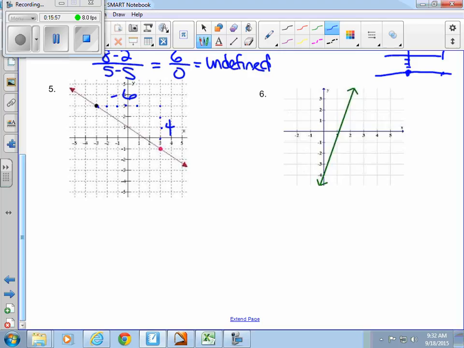Now, what if you started at this point and went down toward the right 6? Would you still get a negative? If the 4 went into negative, if you went down. So if you go down or left, that's a negative direction. If you go up or right, that's a positive direction. So rise was 4, run was negative 6, so it's negative 2/3. Questions about that one?